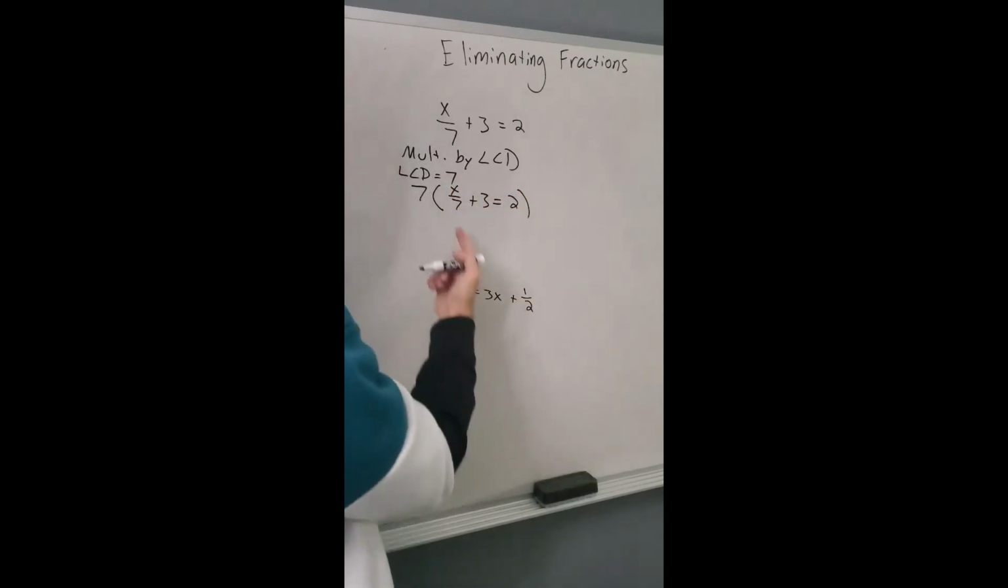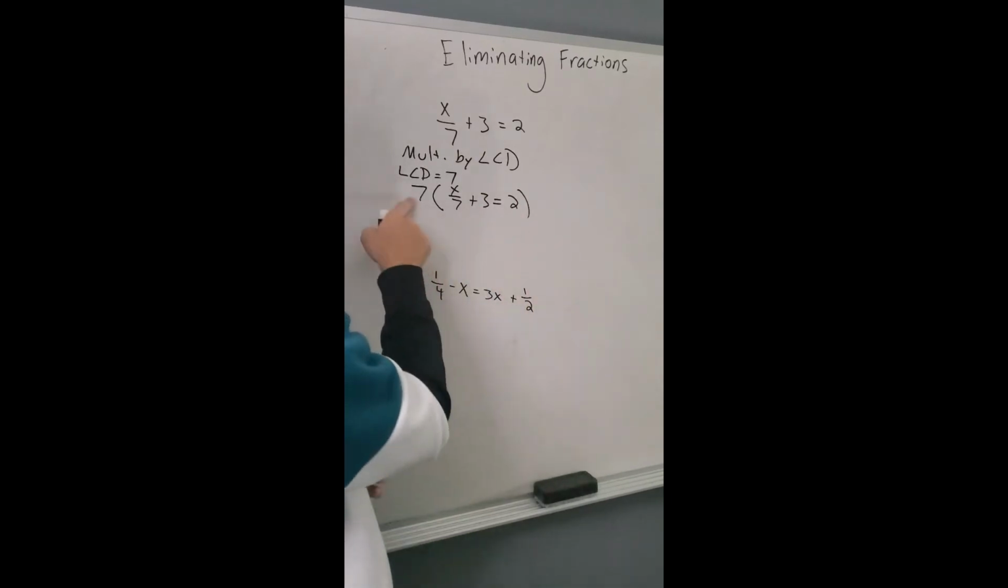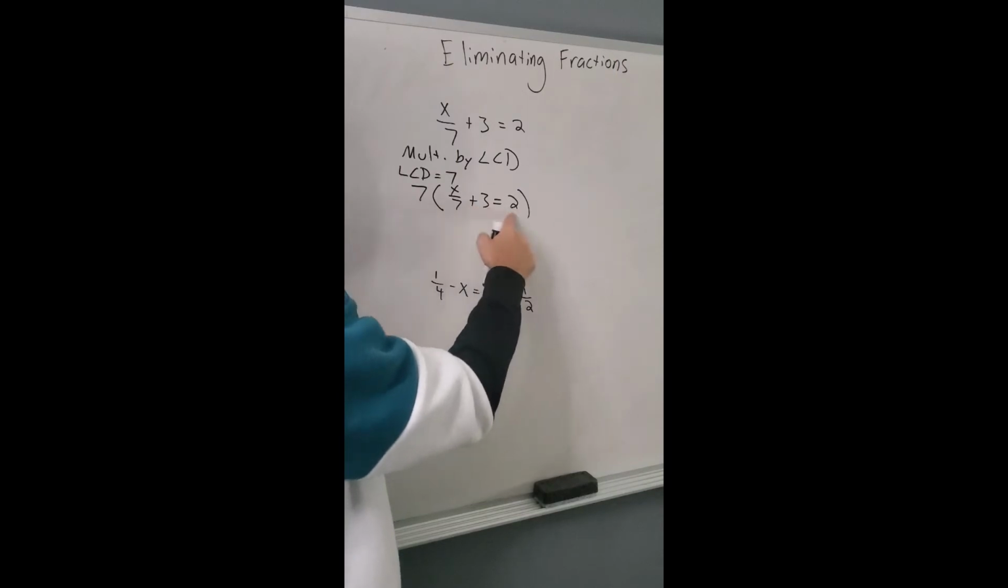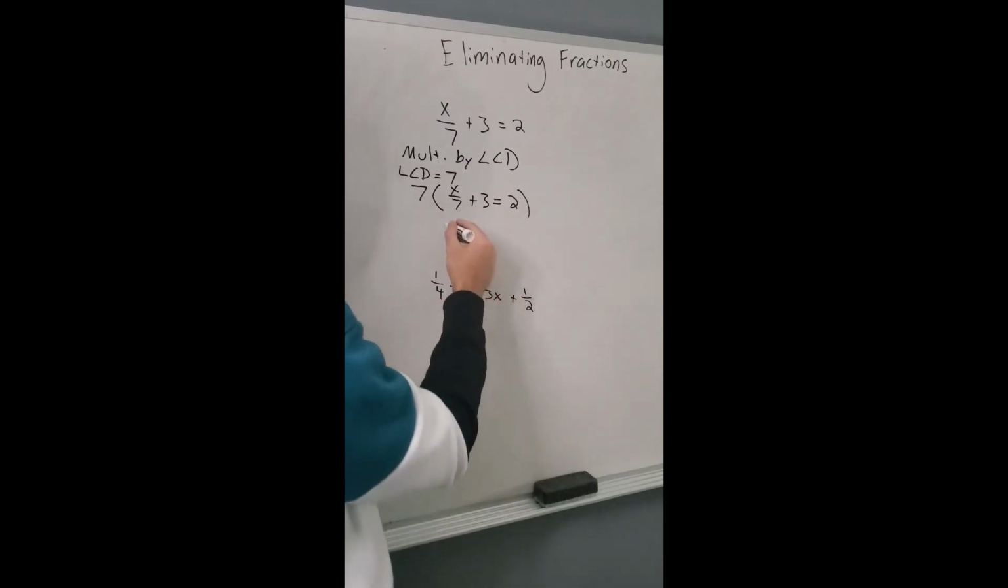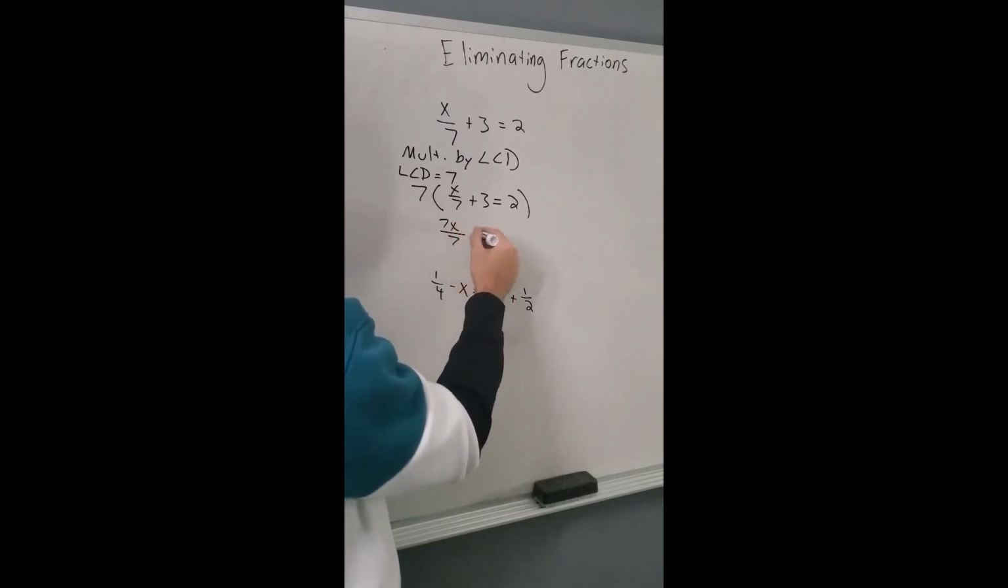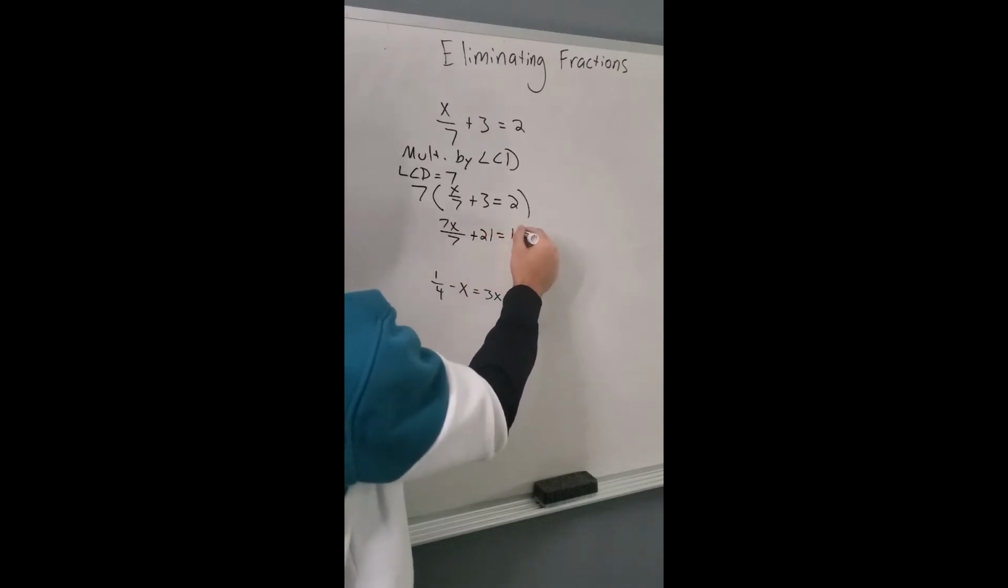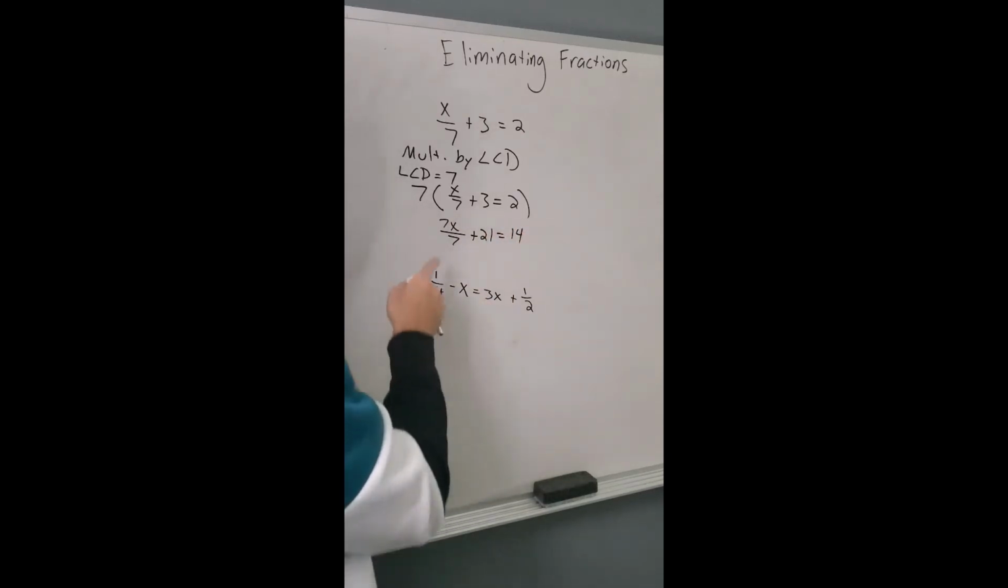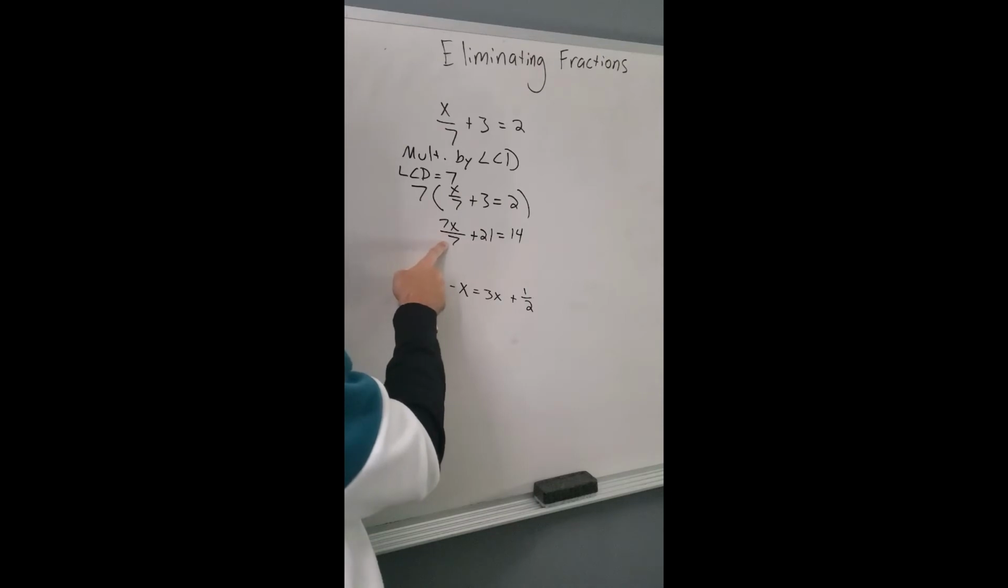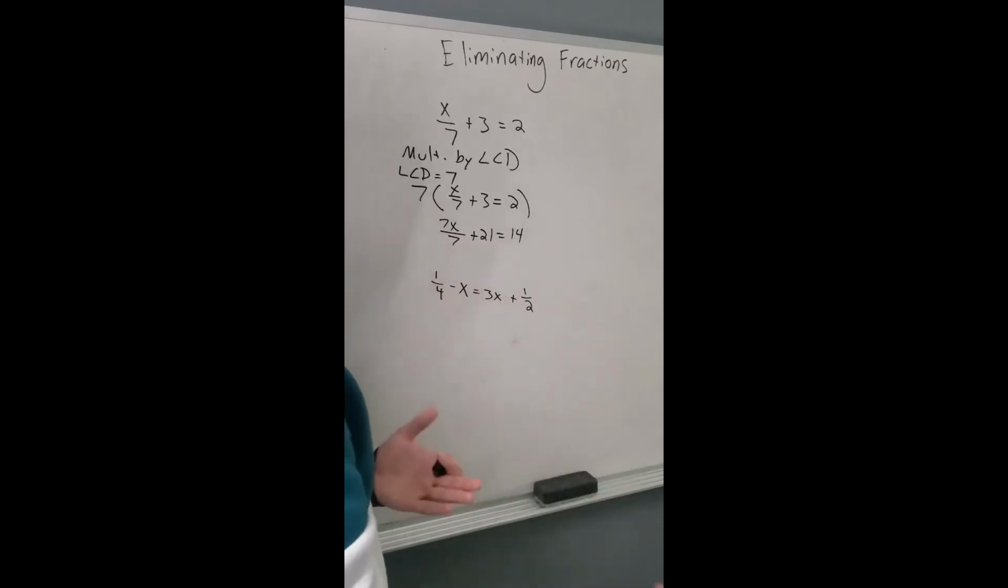Notice I put parentheses over the entire equation. What this means is this 7 that I'm applying to the equation needs to multiply to every single term. When we do that, we get 7x over 7 plus 21 equals 14. Now the 7's here will cancel. That's how we eliminate the fraction.